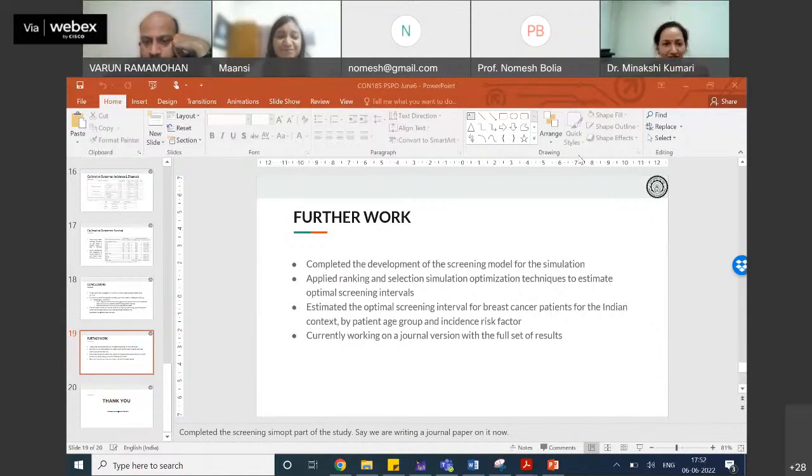Ramamohan. Good afternoon, and I'm really delighted to see this kind of work coming from our lab. I'm sure there are no doubts about the applicability of this work, and I wish you all the best for the future work initiatives which you have suggested.